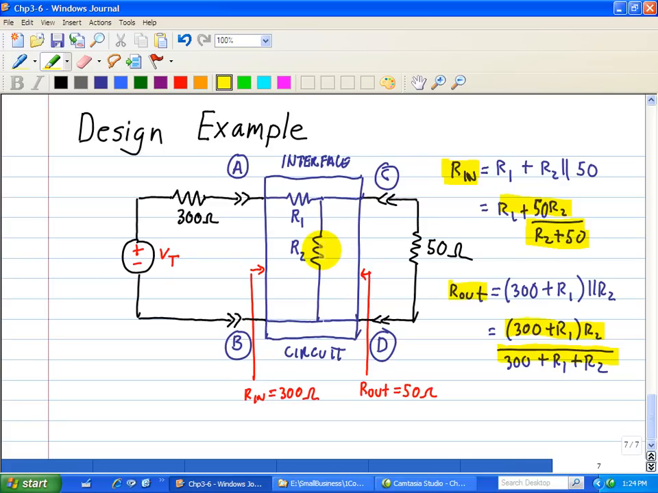So with R2 equal to 50 ohms, the requirement at terminals A and B reduces to the following. Here we have R A B is equal to R1 plus, let's say R2 is 50, in parallel with the 50 ohm load, which is equal to 300. In other words, R1 is equal to 275 ohms, while R2 is equal to 50 ohms.